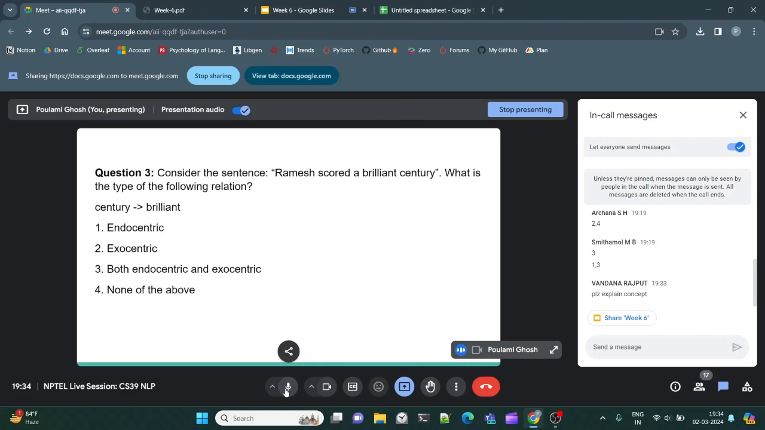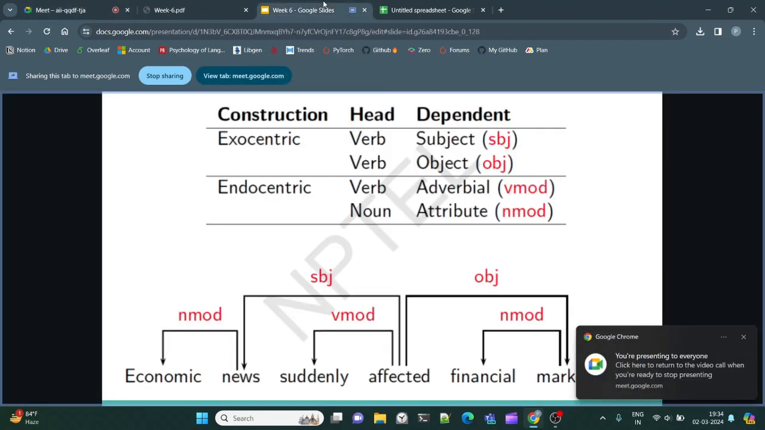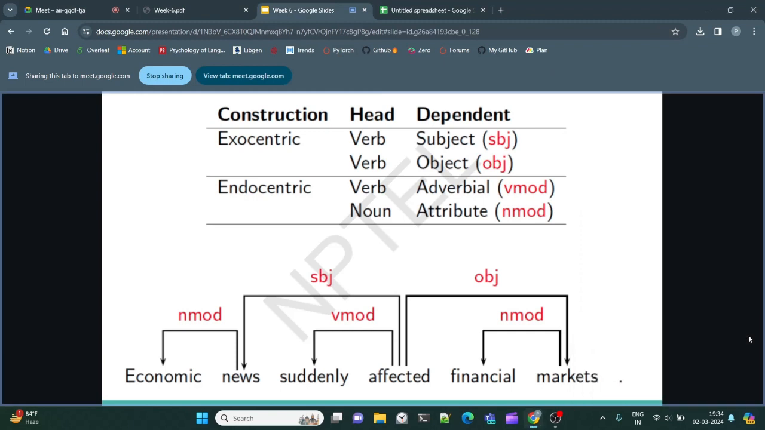Okay, I think we can discuss the solution. First, let's discuss the concepts of exocentric and endocentric. This is taken from the slides itself. Let's take the sentence: "economic news suddenly affected financial markets." Here we have to identify the exocentric and endocentric constructions. First, let's get started with endocentric construction. Endocentric means one entity that is present can fulfill the grammatical function of the whole construction.